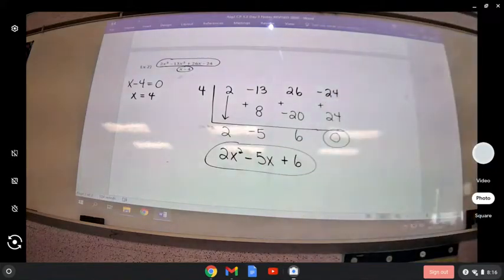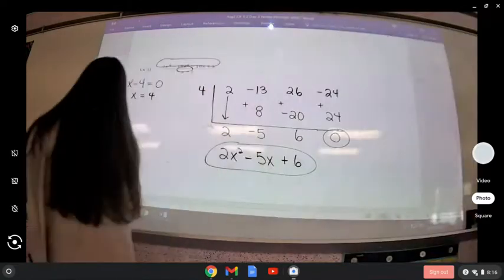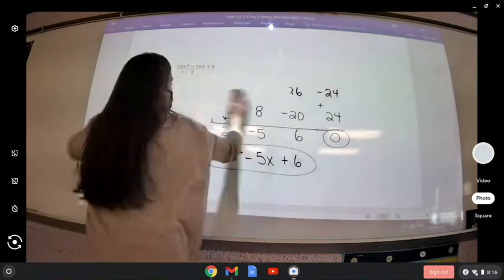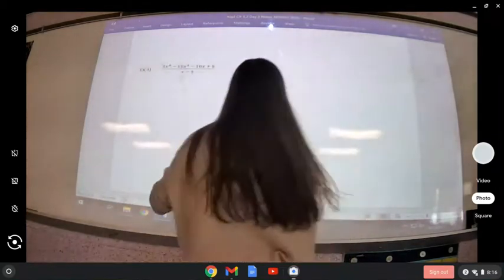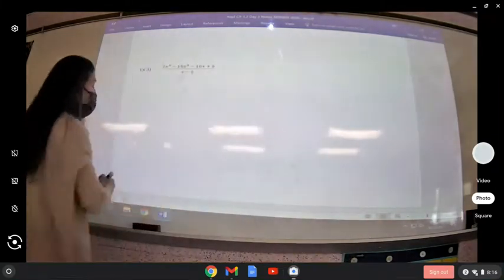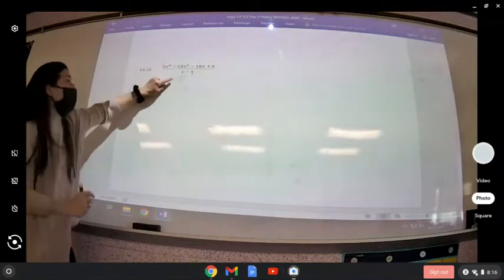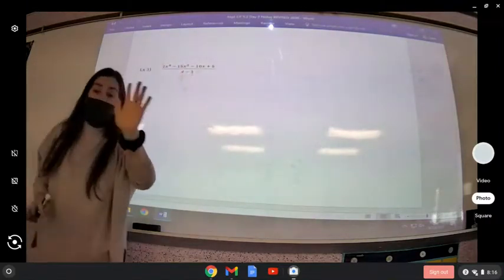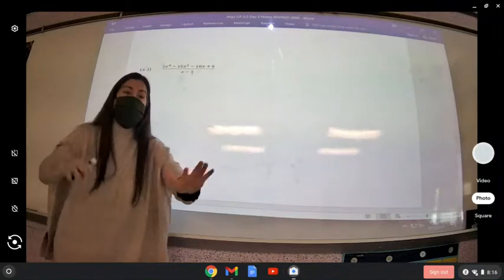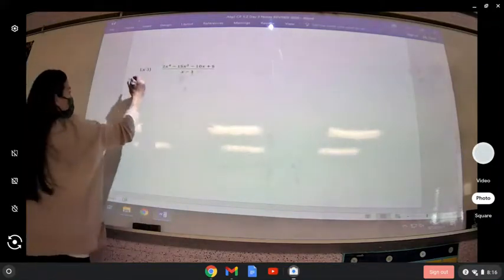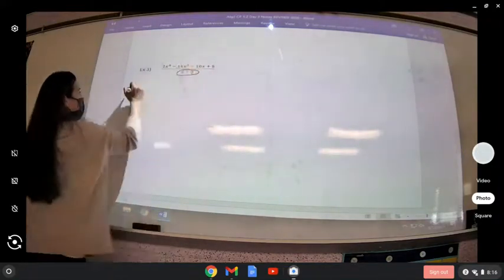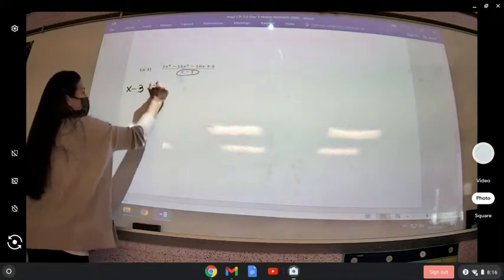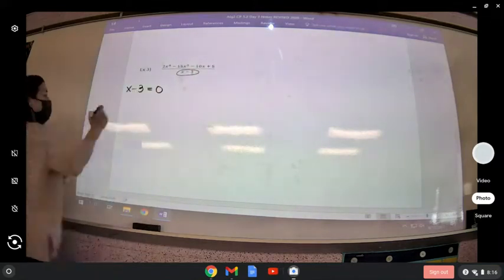Let's see if we can get the same answer from the one we just did. We just did this one at the beginning of class. All right, so notice I'm taking this polynomial and I'm dividing it by x minus 3. So that qualifies for synthetic division. Okay, so take what you're dividing by, x minus 3, set it equal to 0, and solve.